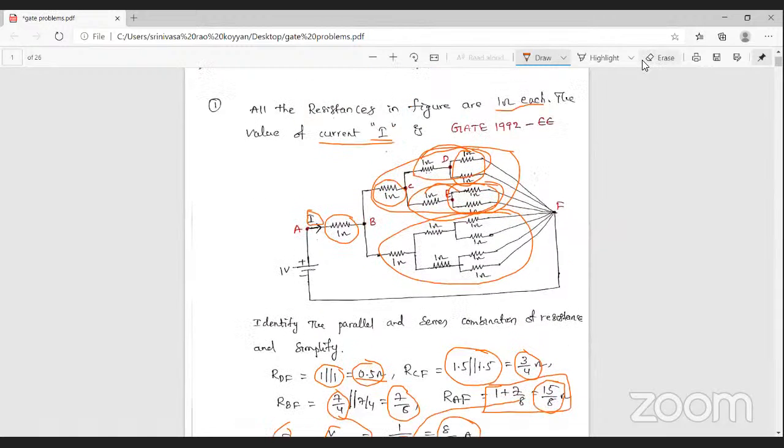So from this network, you can easily observe that this is the big network.